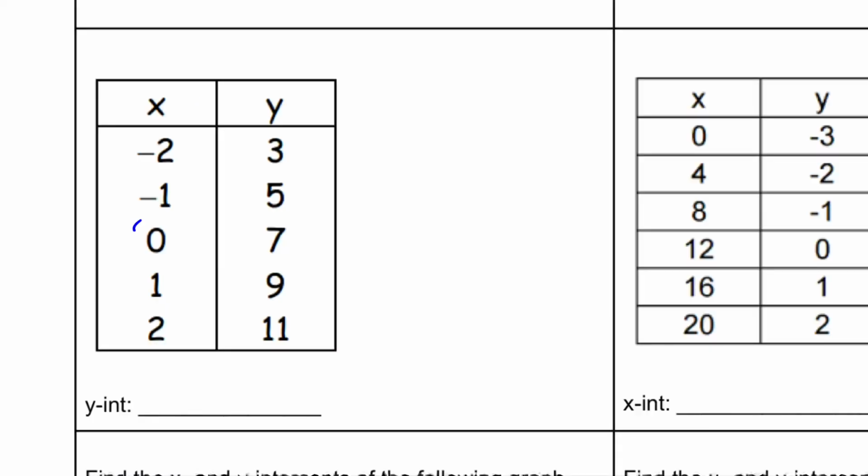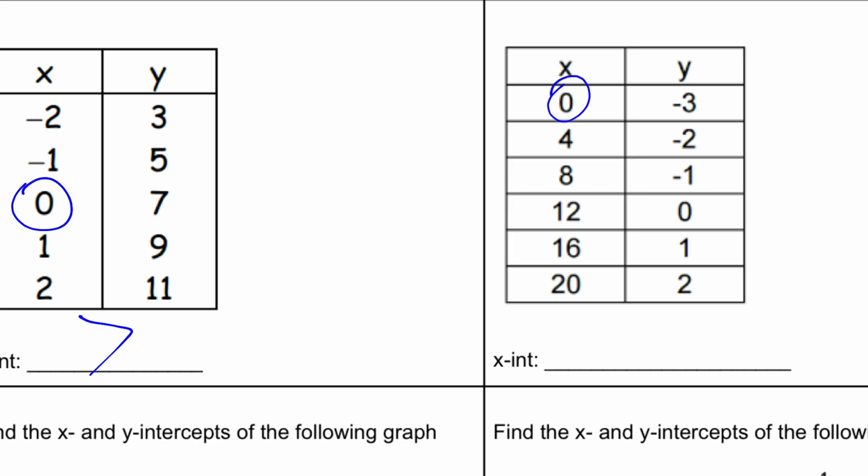To find the intercepts, I'm always looking for the zeros. So this one is 7. And here I have 2 zeros. It turns out that this one is the y-intercept, and this one down here is the x-intercept. Remember that the x-intercept always has a y of 0, and the y-intercept has an x of 0. So the answer here is 12.